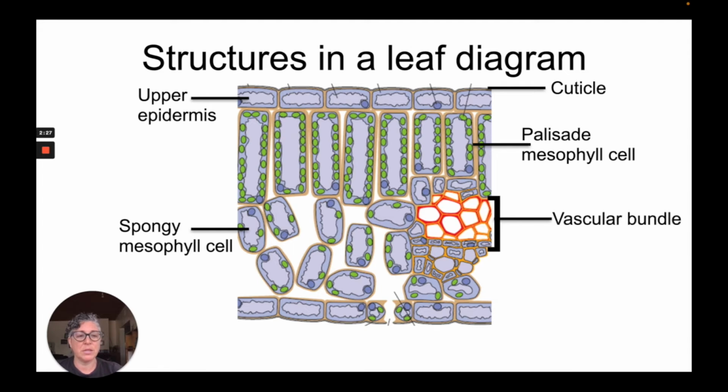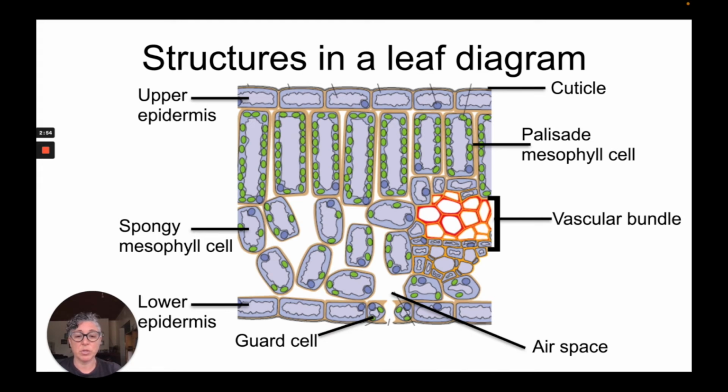Then we have the vascular bundle, which is going to contain xylem and phloem, and we'll talk about that a little bit later. We have air space between the spongy mesophyll cells. We have the lower epidermis of the leaf. This is the bottom part that is not facing the sun. Again, not containing chloroplast. We have guard cells, which do contain chloroplast. They are located in the lower epidermis, and we'll take a look at what that looks like a little bit later. And then we have the gap between a pair of guard cells.